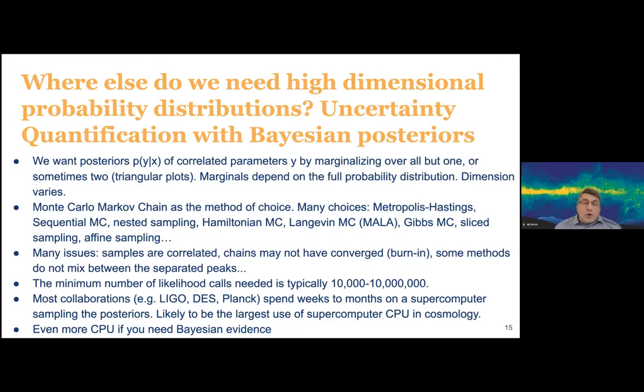Okay, so the method of choice is MCMC, Markov chain Monte Carlo sampling, and there's a lot of different flavors of this: Metropolis-Hastings, Hamiltonian, Langevin, Gibbs, nested sampling, sequential Monte Carlo. There's a lot of these flavors that I won't get into. But I'll just point out that, yes, this is the method of choice. It works, obviously. We're all using it, but we have a lot of problems with these methods.